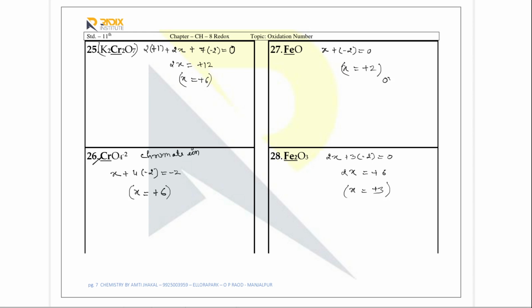Lower state is called -ous, higher state is called -ic. We call it as ferrous oxide, and this will be called as ferric oxide. Lower oxidation state -ous, higher oxidation state -ic. Ferrous and ferric oxide.